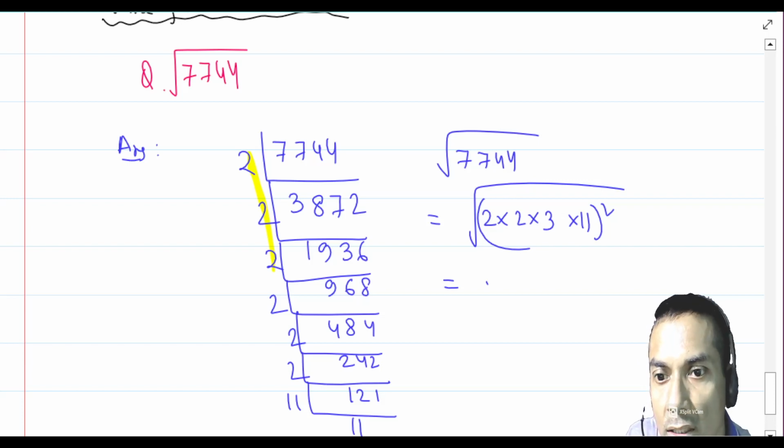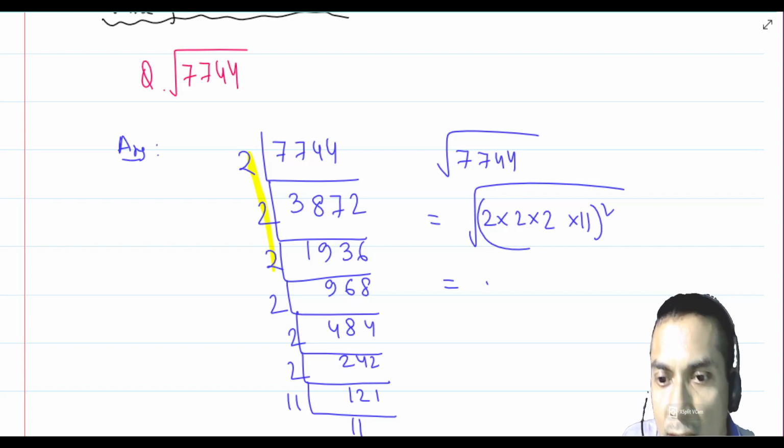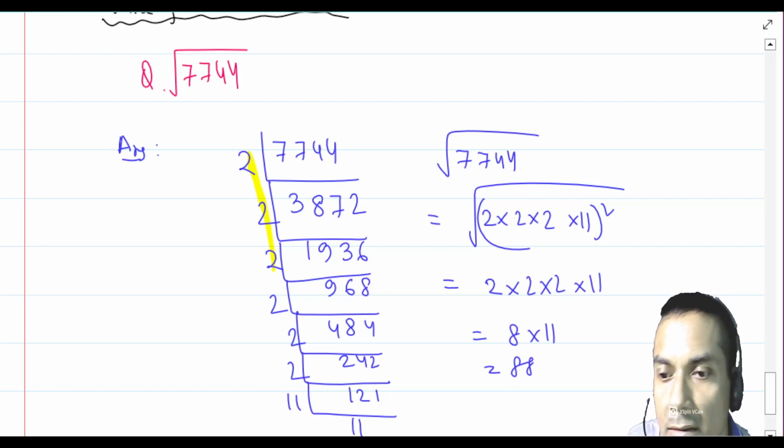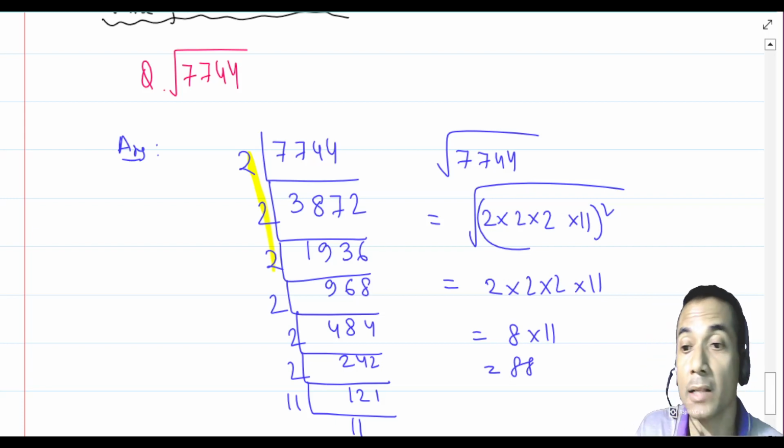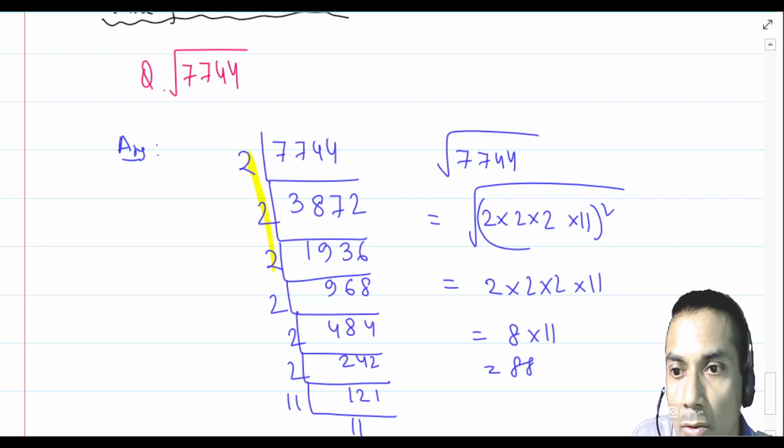Sorry, it is not 3 actually, it is 2. Sorry, it is 2. Clear? Because how many 2's are there? You group them into 2 groups. So the answer will be 2 into 2 into 2 into 11. 8 into 11. So 88. Clear? Oh, another method I did not teach you about the square method. Okay, later we will discuss. Another method is left. So let's check whether I answered it correctly or not.